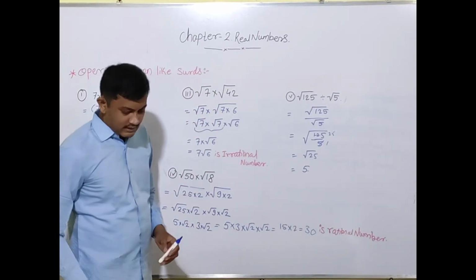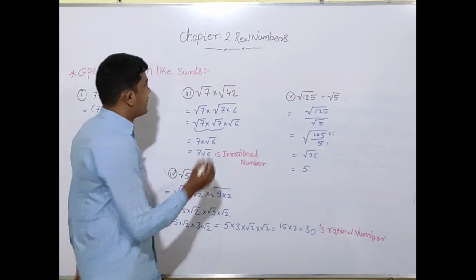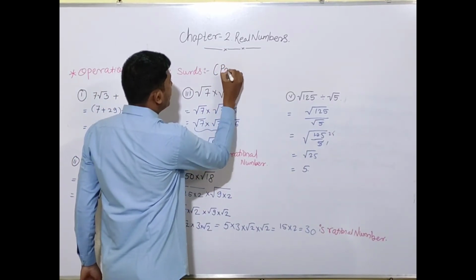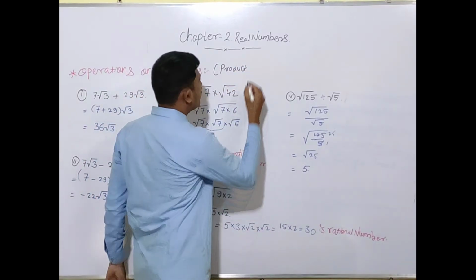So one note we can take is that the product and quotient of two surds may be a rational number. That is, product, that is multiplication, and quotient, that is division.